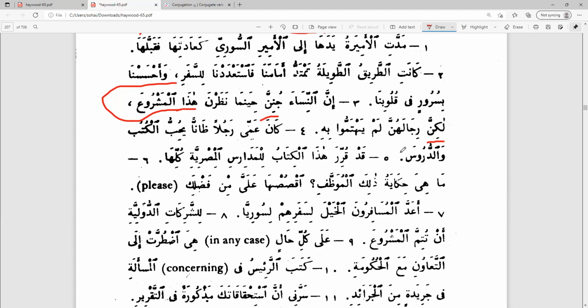Okay, rijalahunna, their men, lam yahtamu bihi, but their men were not. يهتم is to be interested in, to be concerned with, and so forth. So their men were not concerned with it. The women went crazy when they saw this project, but their men were not interested in it. Yeah, okay.